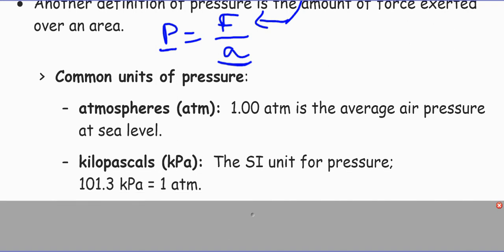Kilopascals is the SI unit for pressure, so it's the international one. It's the one that gets used most in scientific literature and classes, and it gets abbreviated as kPa. There are 101.3 kilopascals in 1 atmosphere. That's a conversion factor that's going to allow us to go between those units.